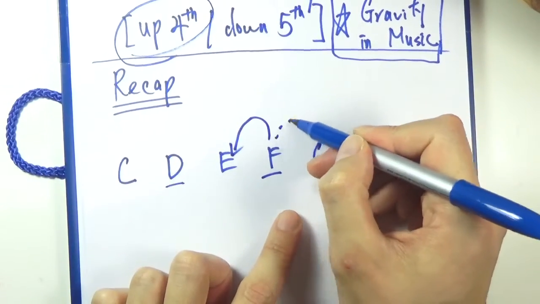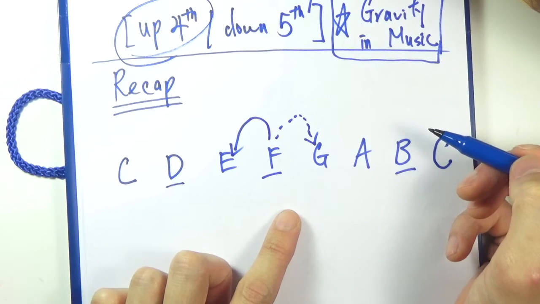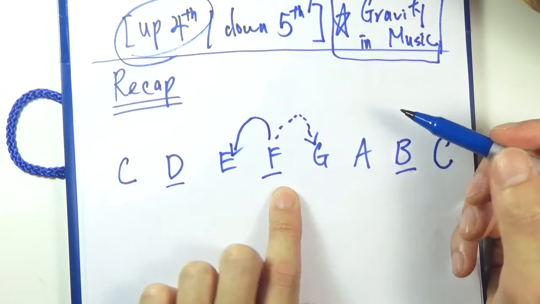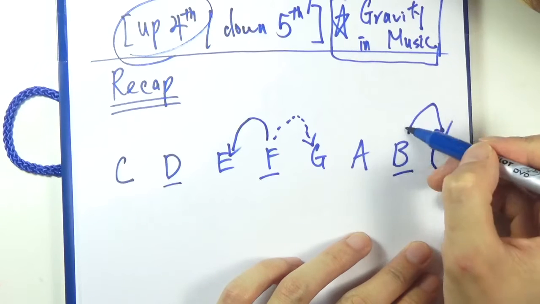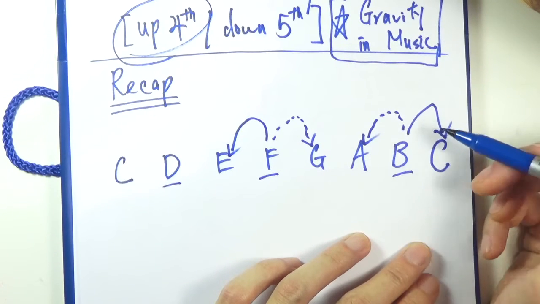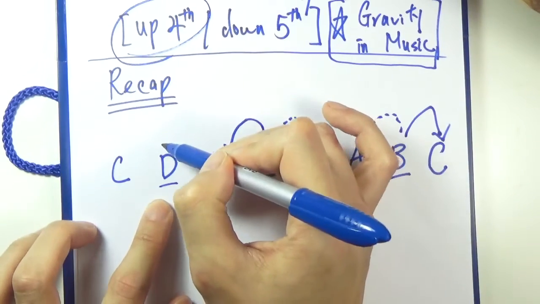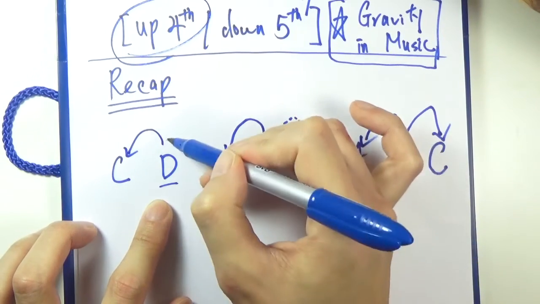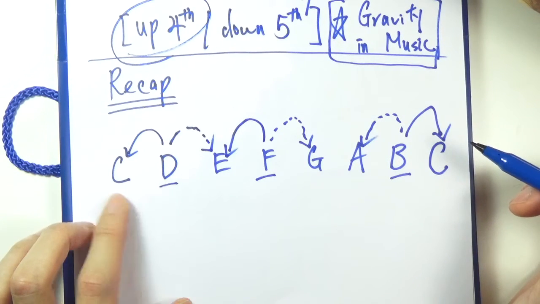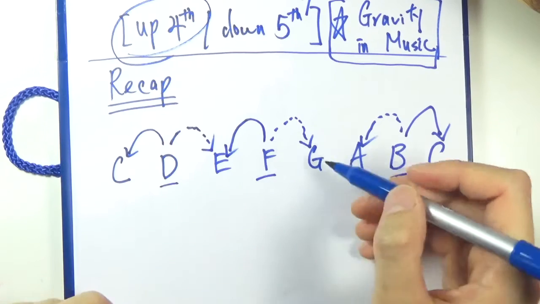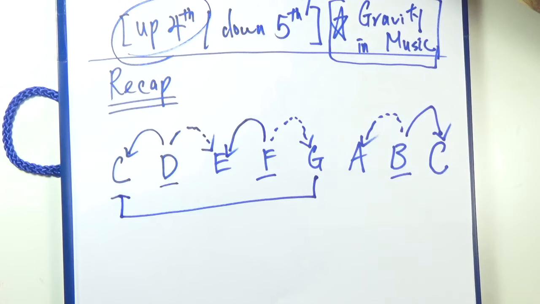F to G, a dotted line, because it is a less strong resolution. Let's look at B. B wants to resolve up to the perfect octave, and you can also do a dotted line to the major sixth. D, you can resolve that to the C note, or you can go to the E like that. There's one more thing. The G, you can stay put, or you can go back to C.